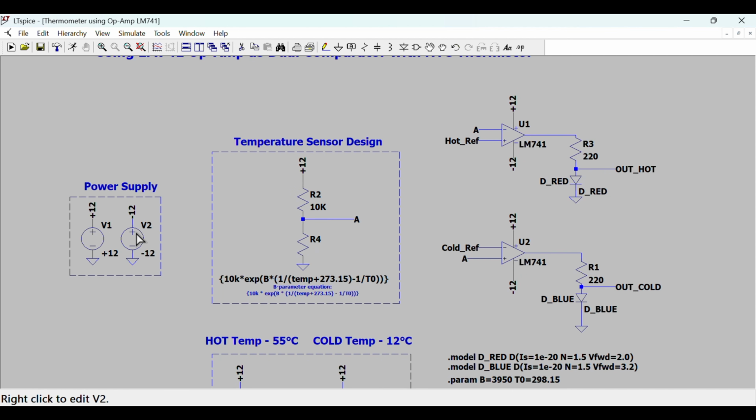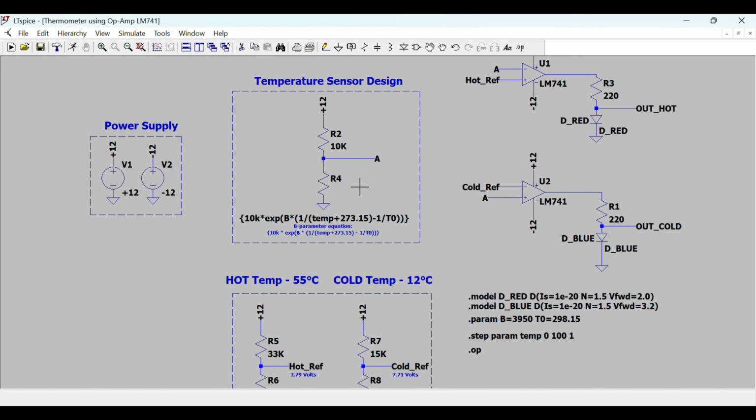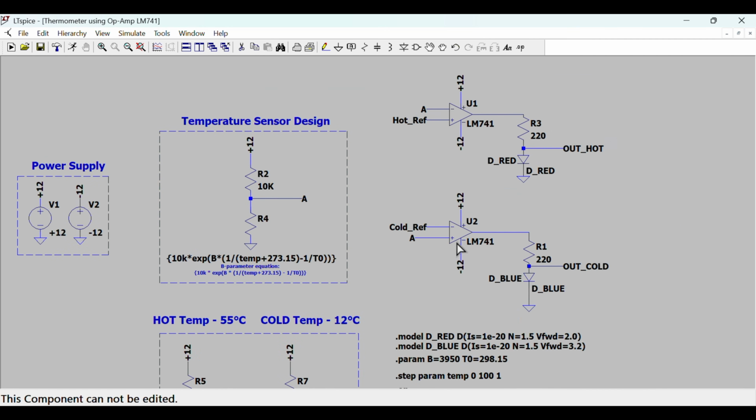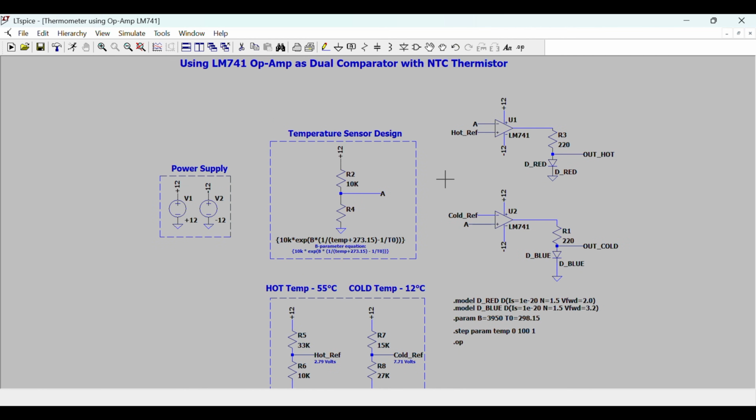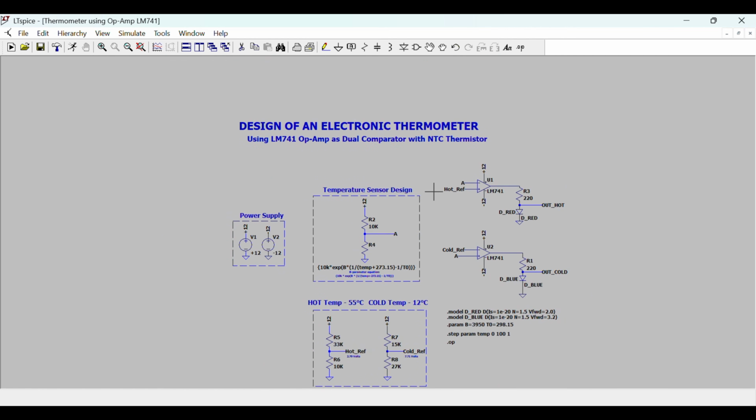These supply voltages allow the op amp output to swing toward both positive and negative saturation levels. In this circuit, the comparator outputs can reach approximately plus 11 volts and minus 11 volts. This is important because the comparator must clearly indicate on-off conditions.